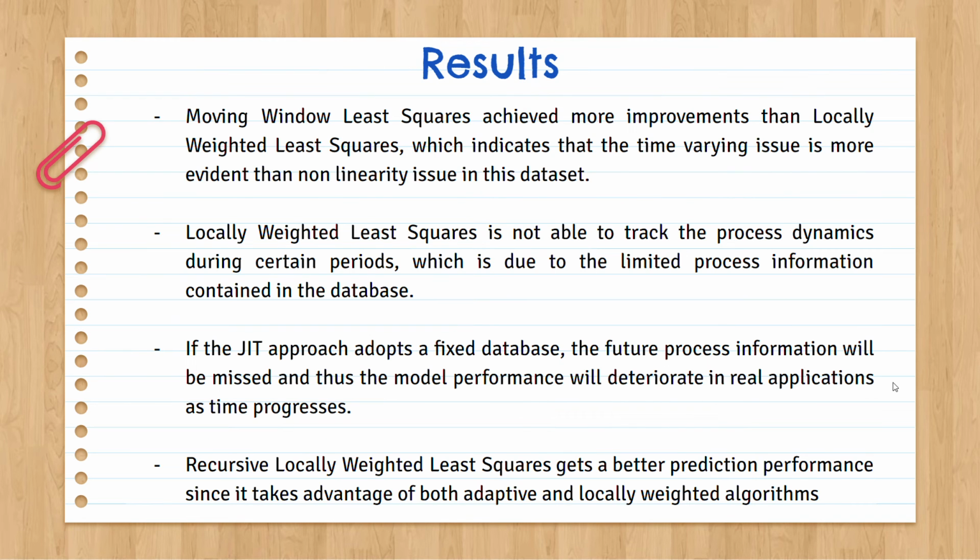Results. Moving window least squares achieved more improvements than locally weighted least squares, which indicates that the time varying issue is more evident than non-linearity issue in the database. Locally weighted least squares is not able to track the process dynamics during certain periods, which is due to the limited process information contained in the database. If the just-in-time approach adopts a fixed database, the future process information will be missed, and thus the model performance will deteriorate in real applications as time progresses.